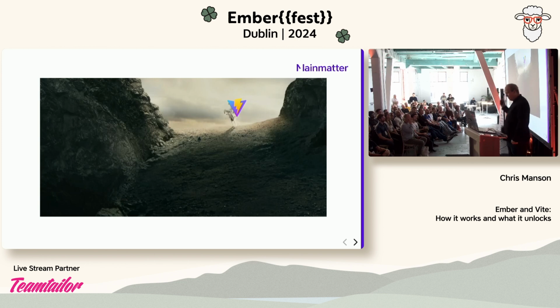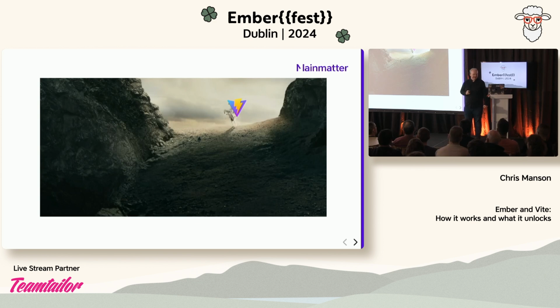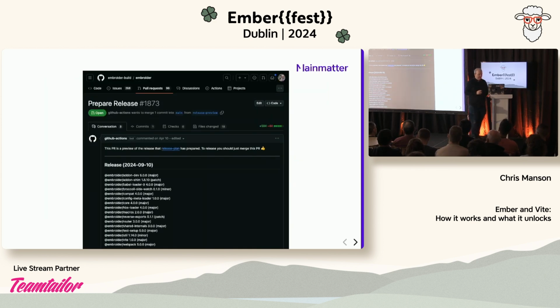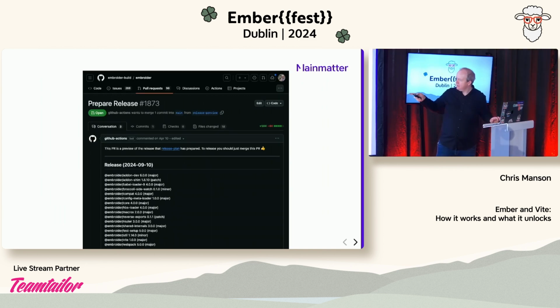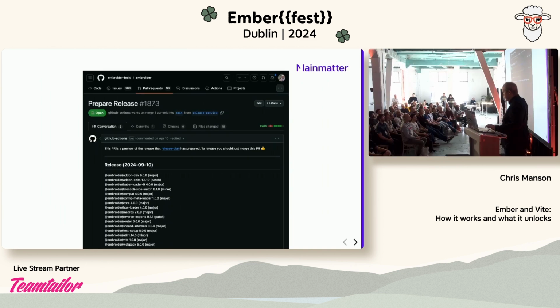We have been working really, really hard for the last year getting Embroider ready to have Vite be able to build your app. And when I say really, really hard, I mean it. This is the pull request that if we merge this, the next version of Embroider will actually be released. And you can see all these versions down here, all these majors. Every single package in the monorepo is being bumped to a major.